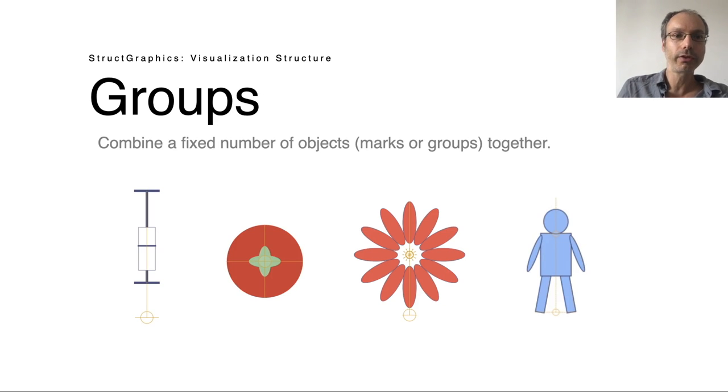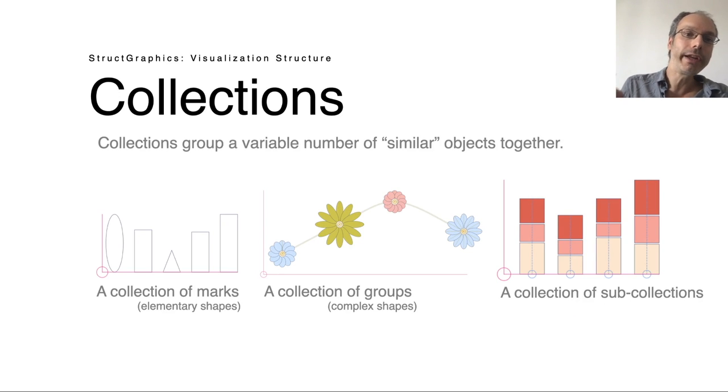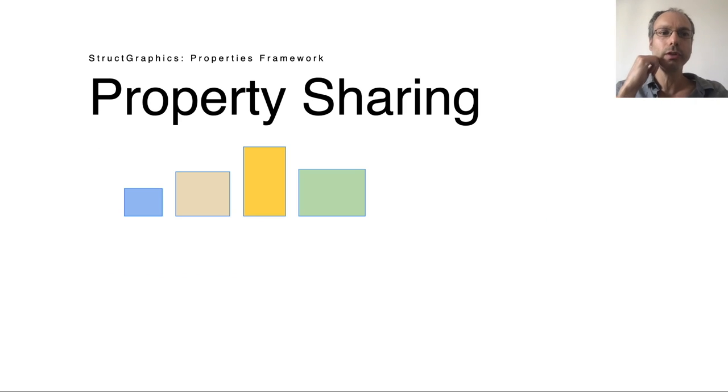Groups consist of a fixed number of objects, which can be either marks or lower-level groups. In contrast, collections group a variable number of objects, which can be marks, groups, or sub-collections. Now, a main focus of the StructGraphics approach is on how to organize the properties of groups and collections without referring to data. So let's consider a collection of four rectangular shapes, and let's focus on these particular properties.